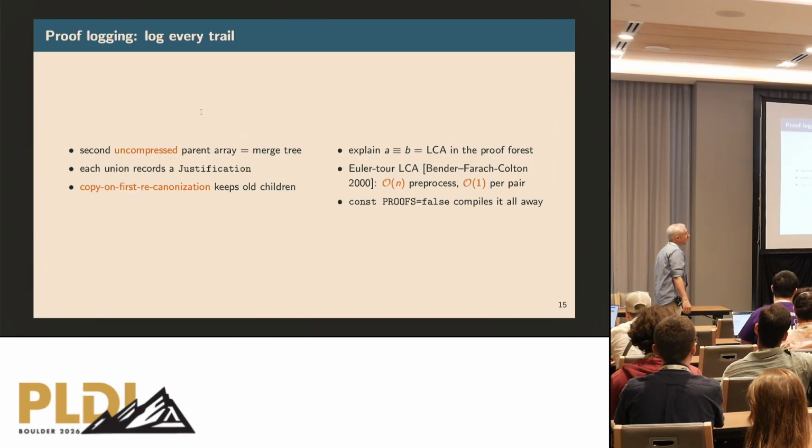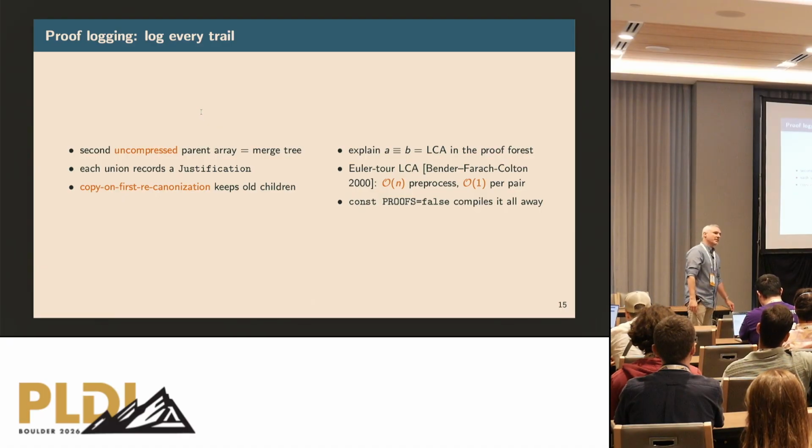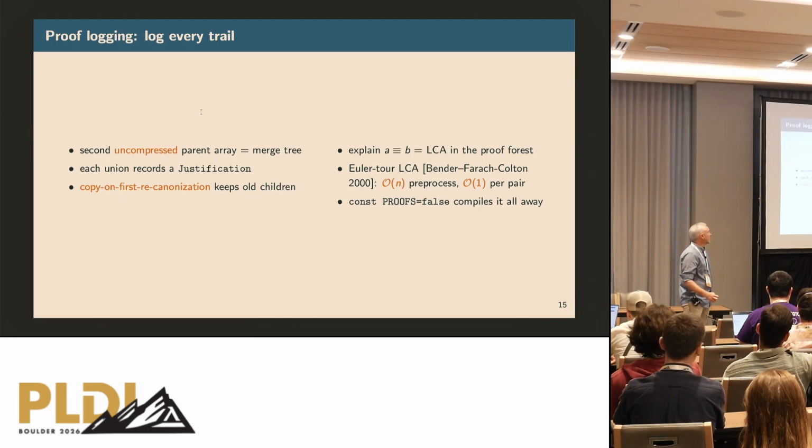Yeah, so now proof logging. The way we do proof logging is to introduce a second ghost union find that we never compress. We don't do path compression on this one, so it keeps the full trail. And every time there's a merge, we record the justification in that union find. And every time a node gets recanonized, we also store it in a side array of nodes so that we can start again from the actual root and have the full history.